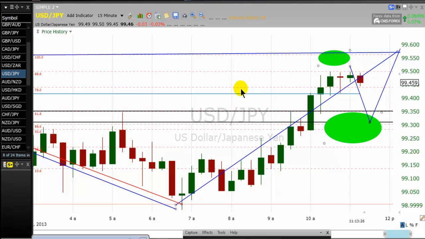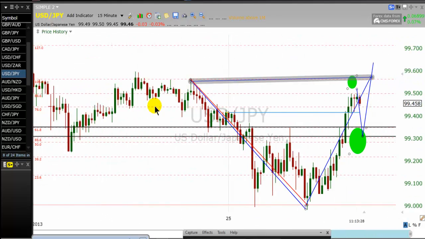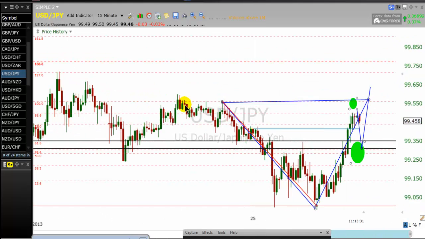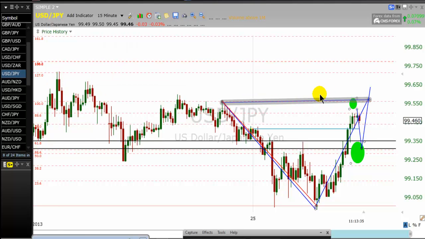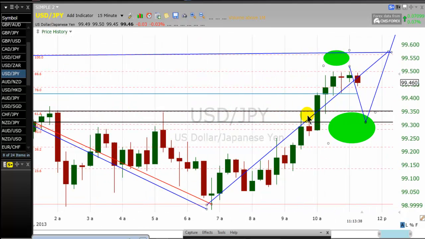I'm sticking to my expectation, preferring to sell at the best resistance level, which is here. But I know there are other resistance here, you may say. But at least I wanted to come up here, and they did not. So there's nothing I can do about it.